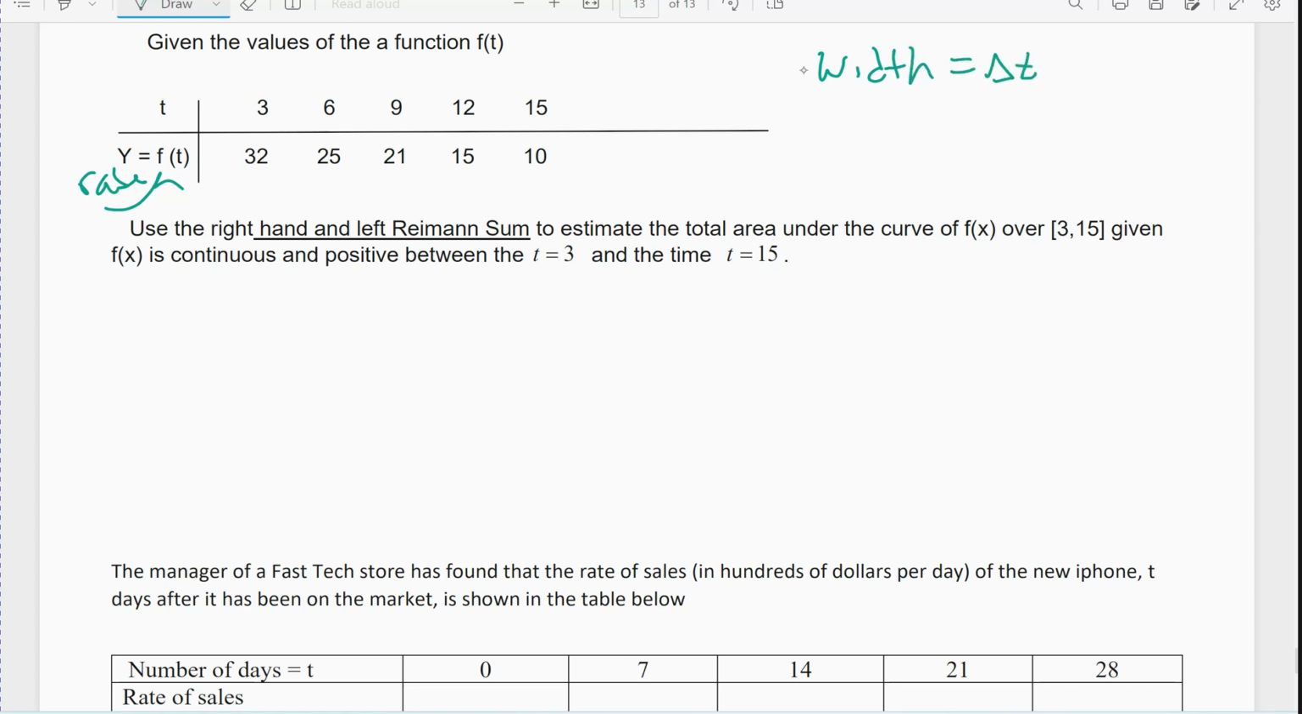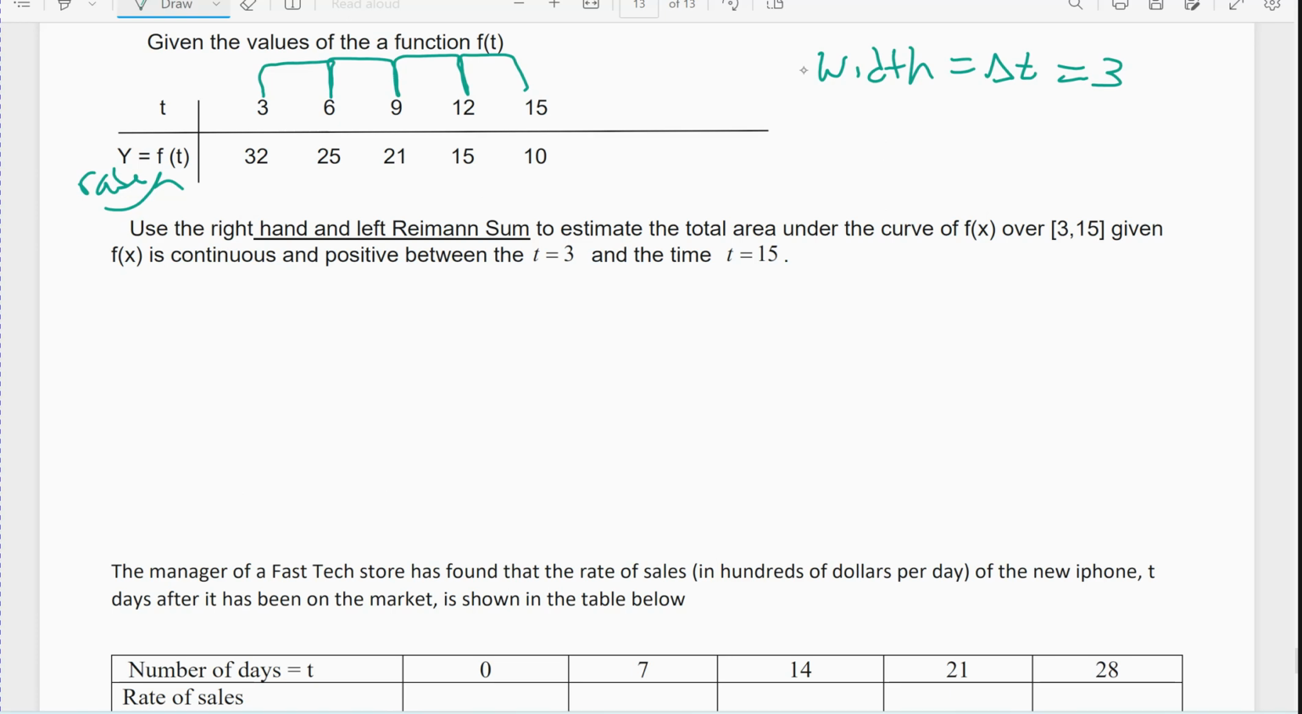So it means if I draw my rectangles, they'd be drawn between all of those points. Well, what's the distance between each one of those points? I go 3, 6, 9, 12, 15. Well, the width is 3. Each one of my rectangles, if I drew it, I'm not going to draw it in this case, but if I drew it, each one of them would have 3 units between them.